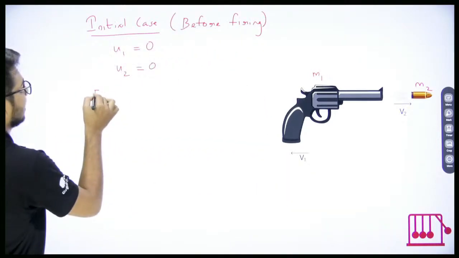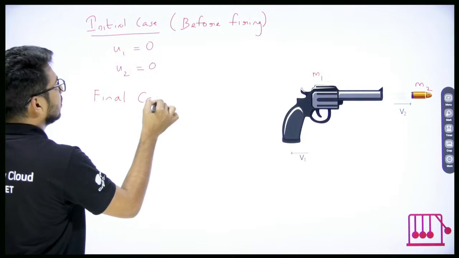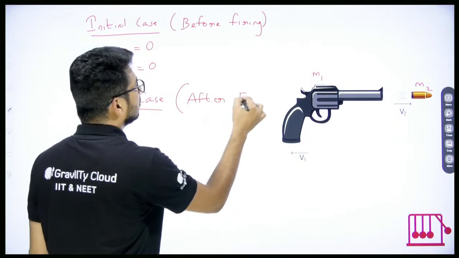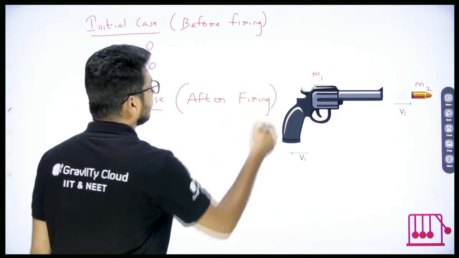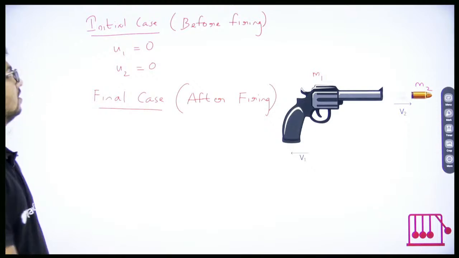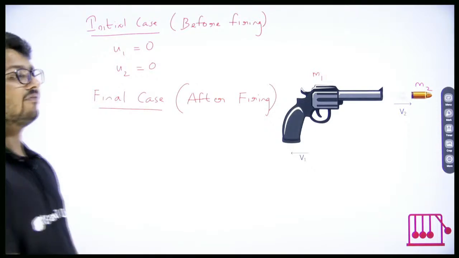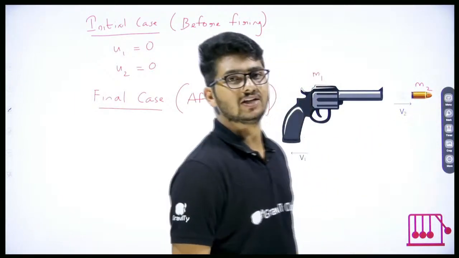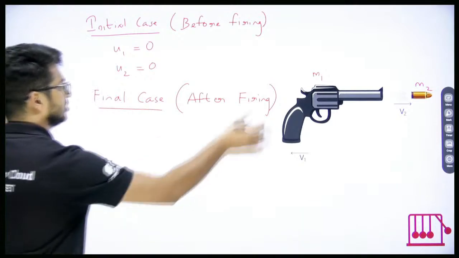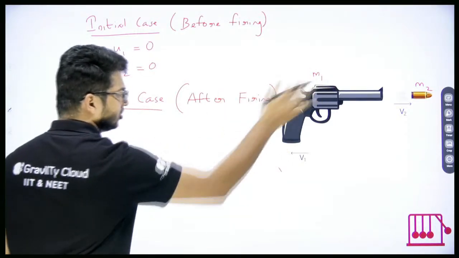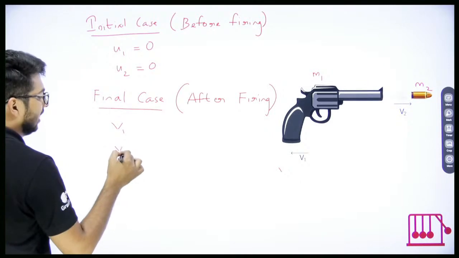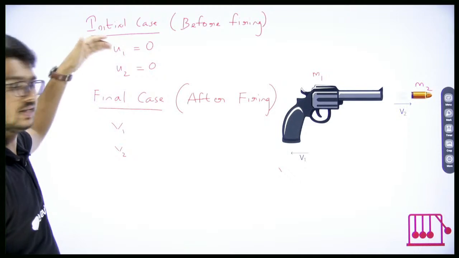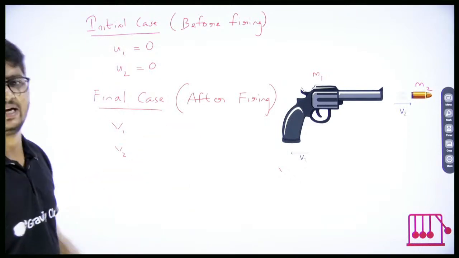Then we'll go into the final case. Now the final case is after firing. Okay, now after firing, look at this. This is the velocity of the gun, and this is the velocity of the bullet. We'll call them V1 and V2. So the initial conditions are 0. u1 is equal to 0, u2 is equal to 0. We have to find V1.